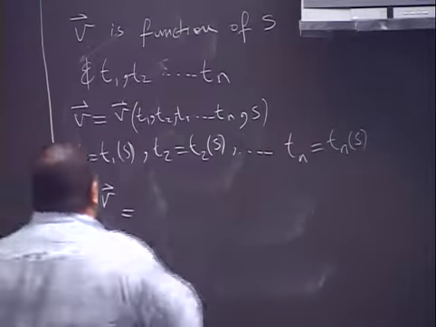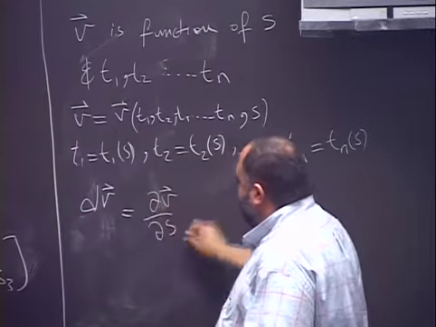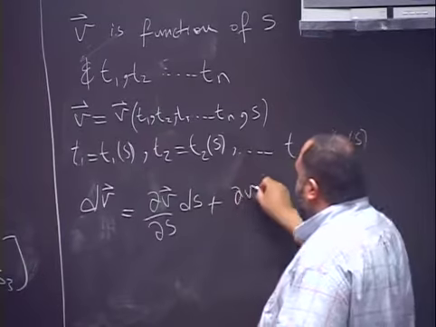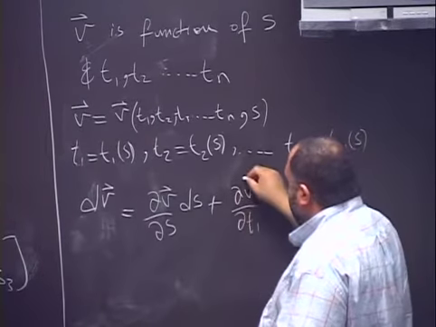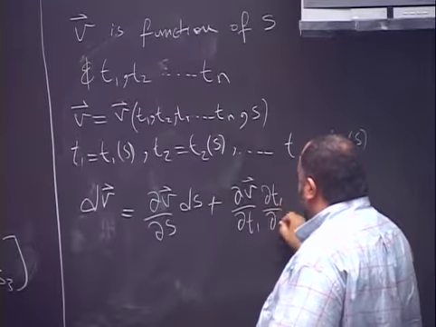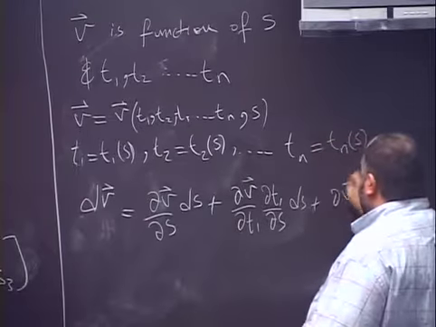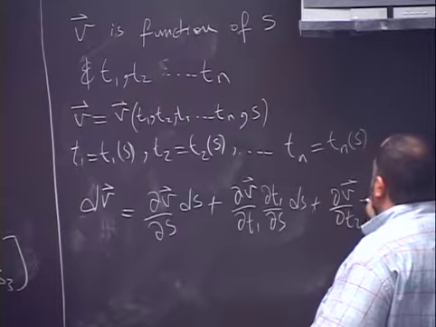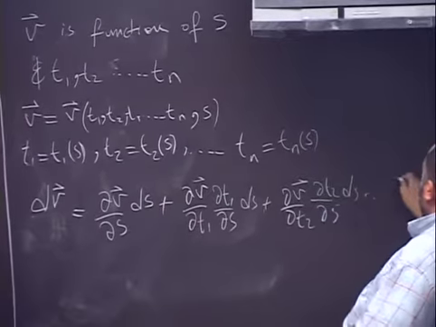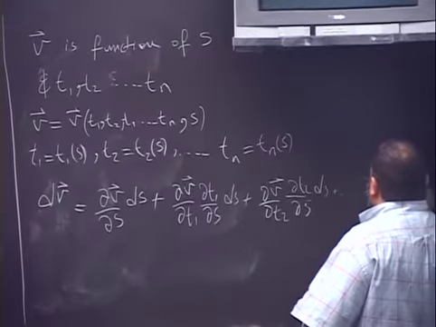So you will say dv, the total change in v, is equal to d vector v by ds multiplied by ds, plus dv by dt1 multiplied by dt1 by ds, plus dv by dt2 multiplied by dt2 by ds, up to dv by dtn multiplied by dtn by ds multiplied by ds.